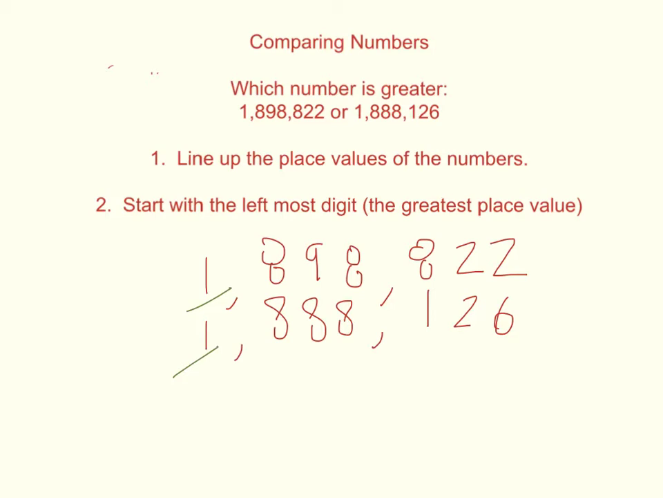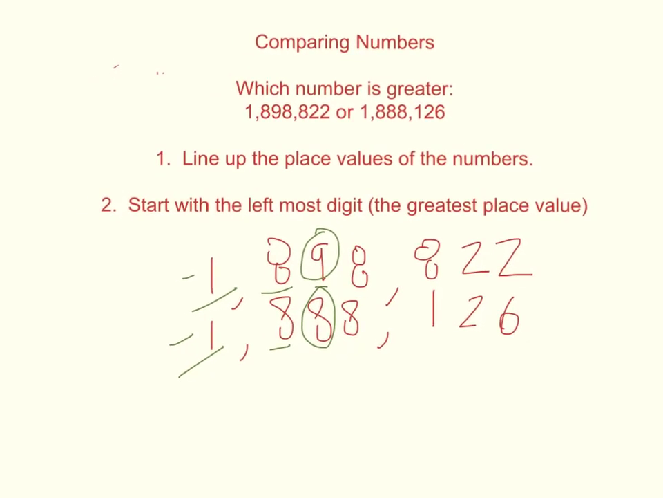So as I can see here, in the millions, they are the same number, 1 and 1. So I compare the hundred thousands next, which is the 8. Again, they are the same number of hundred thousands, 8. So I go to the next place value, which is the 10,000s. Here I can determine that the 9 10,000 is larger than 8 10,000, so 9 is larger than the 8.